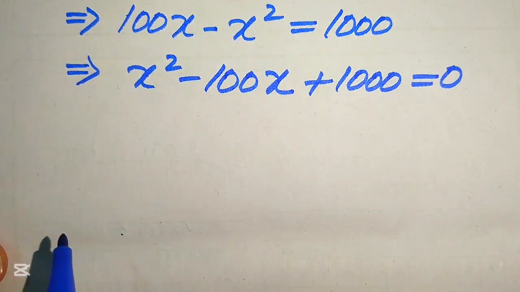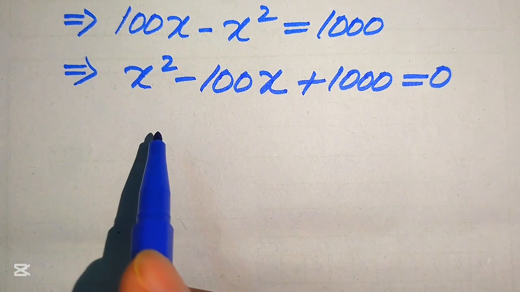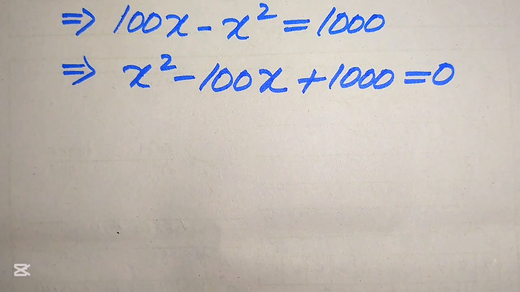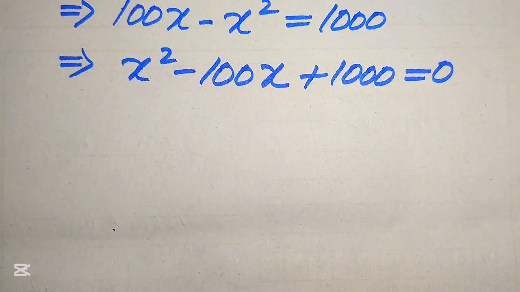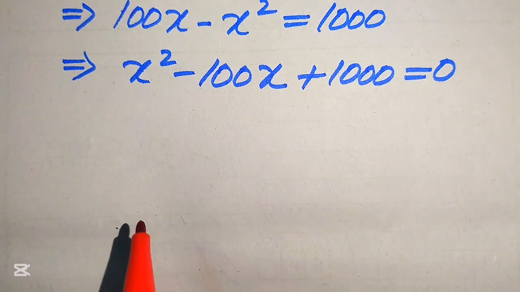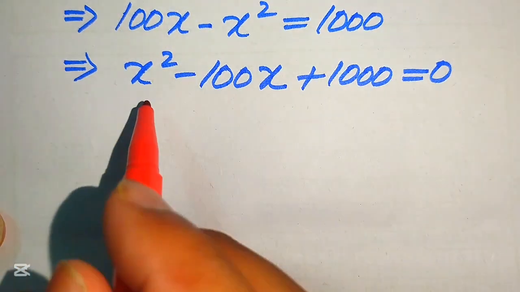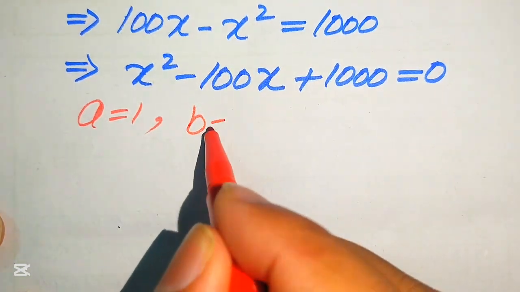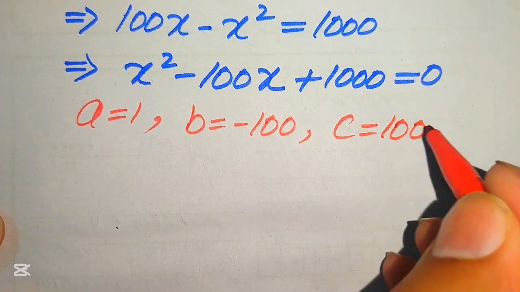In the next step we need more simplifications. So this is our quadratic equation, and we know how to solve a quadratic equation in the x variable. We have three methods to solve a quadratic equation. The first method is factorization, the second method is completing the square, and the third method is using the quadratic formula. Here we solve this problem by applying the quadratic formula. For this we first write the coefficients of this equation: a equals 1, b equals minus 100, and c equals 1000.